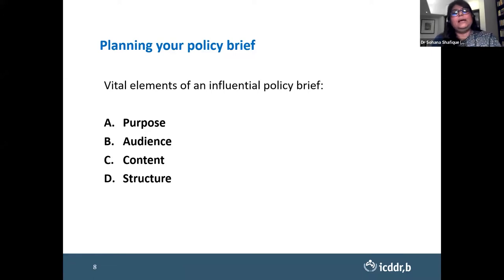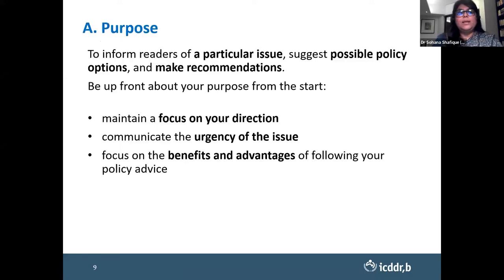So first of all, of course, the purpose. We need to understand what is the purpose of writing this policy brief, who is the audience, the content, as well as the structure of the policy brief. So let me discuss the purpose of the policy brief.